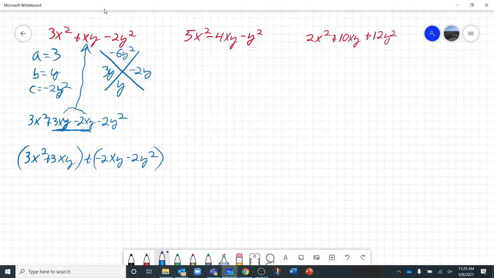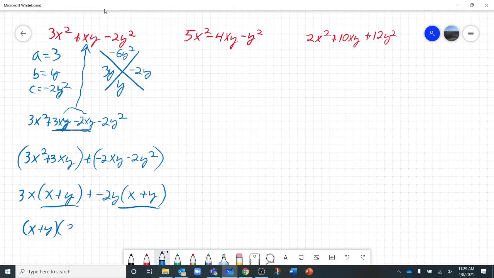Okay, and then we're going to group these. Greatest common factor for the first set is 3x. Inside we would have x plus y. Greatest common factor for the second set is negative 2y, and left inside is x plus y. So we have x plus y common, and our final answer is x plus y times 3x minus 2y. I actually think that was the one that was on the quiz.